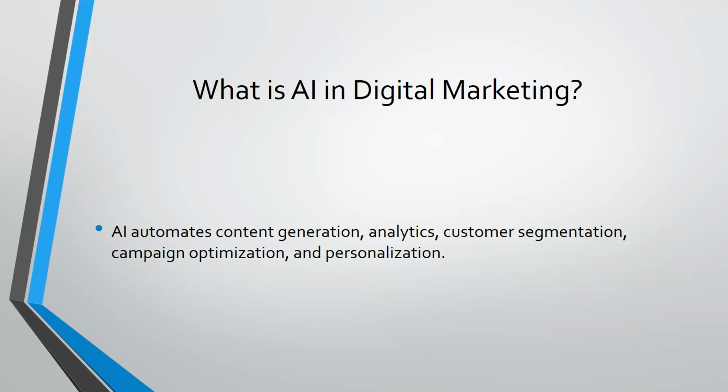Now, AI automates content generation. AI provides the best analytics. AI also provides customer segmentation. And also, AI helps in campaign optimization and personalization of the contents, so that when you have liked something today, tomorrow again you'll be able to get something related to that.